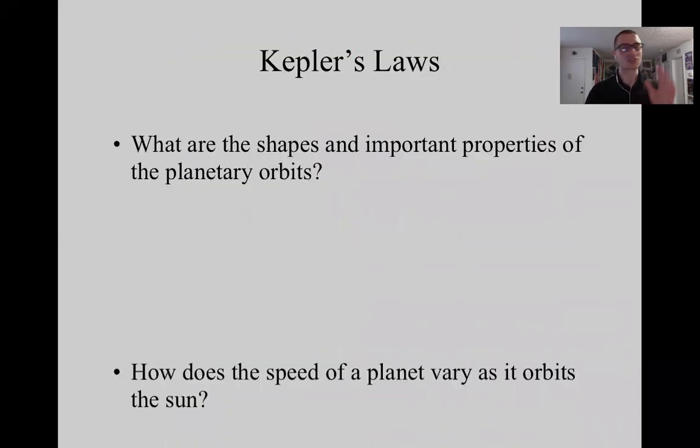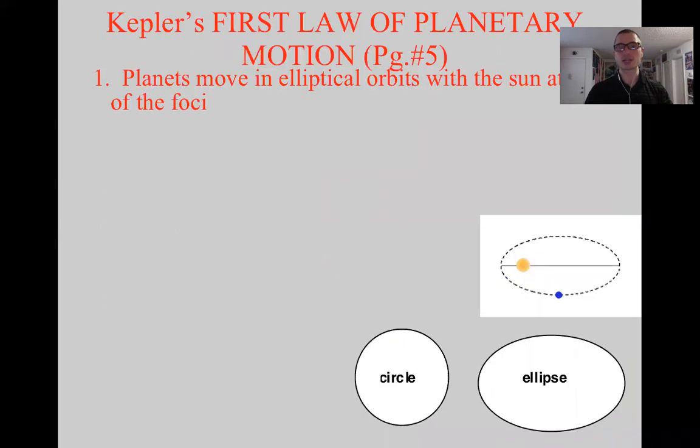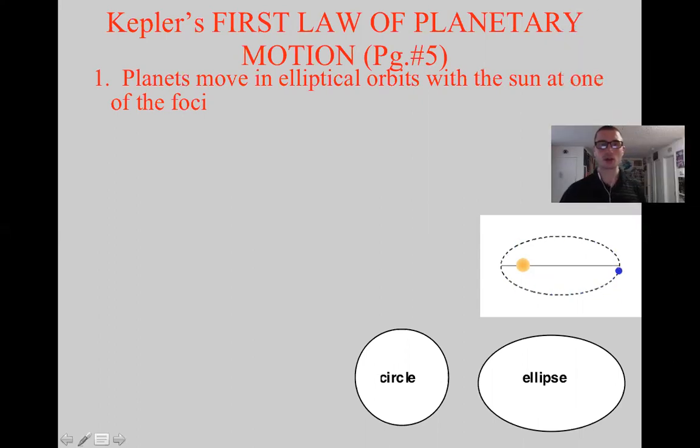So we're going to skip all this stuff here. This is old stuff. We don't need to repeat old stuff. All right, so Kepler's first law. All you need to write down is this. For his first law, planets move in elliptical orbits with the sun at one of the foci.